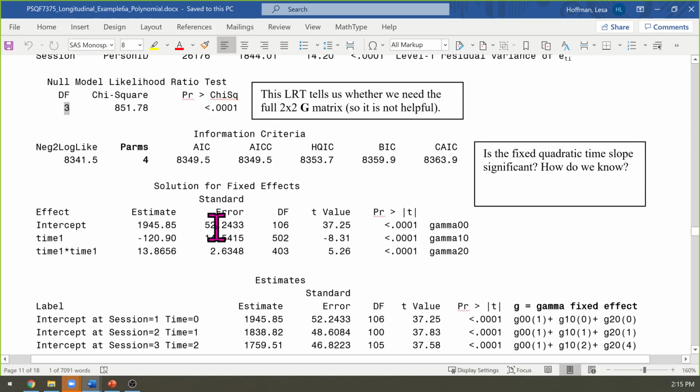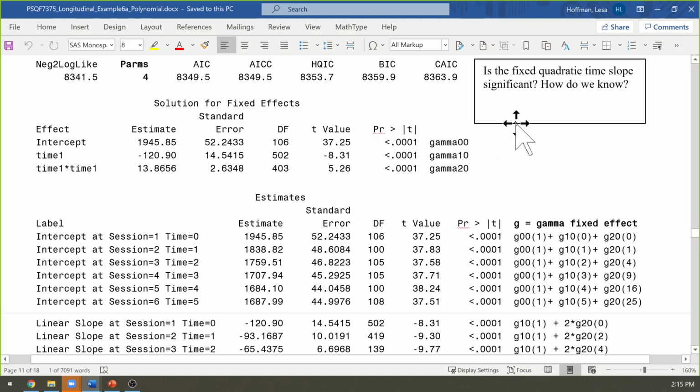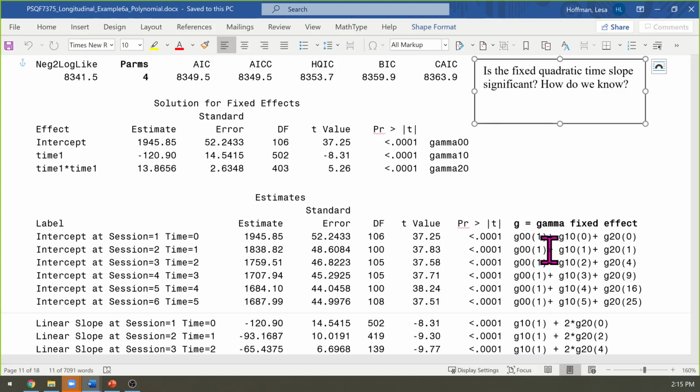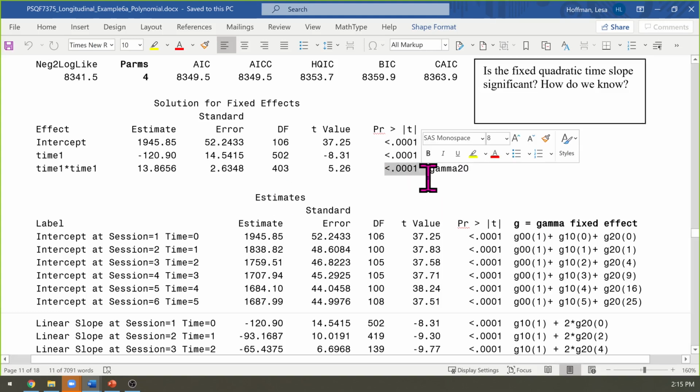So we have our new fixed effects. First question, is my fixed quadratic time slope that I just added significant, and how do I know? Where do I look for that? Is the fixed quadratic time slope significant? Where am I looking? Yeah, this is the softball one. Yeah, p-value. This one. Fixed effects.